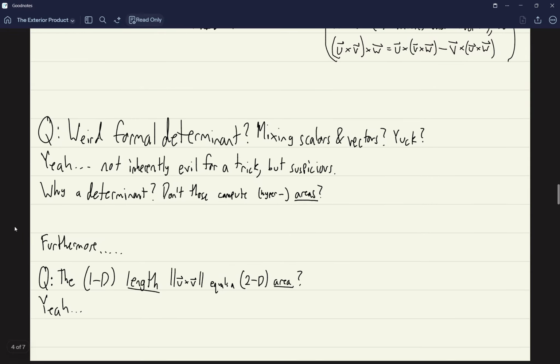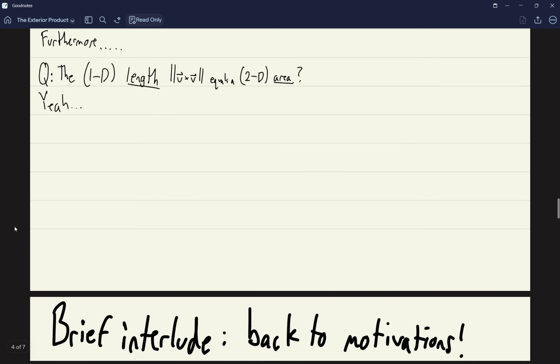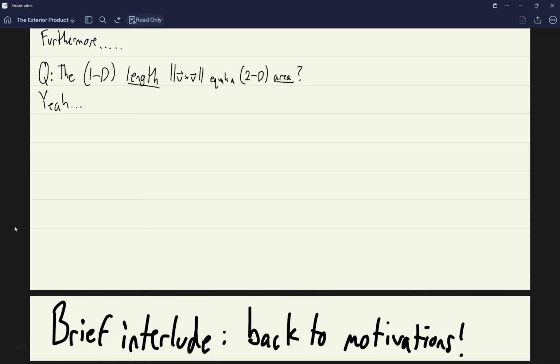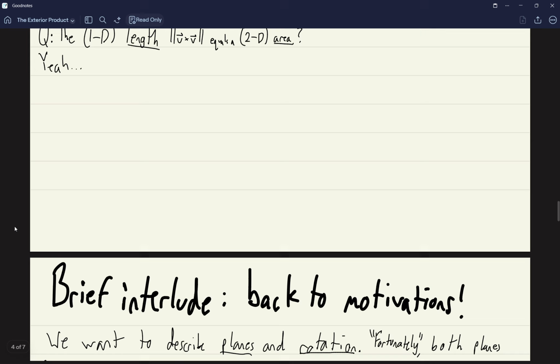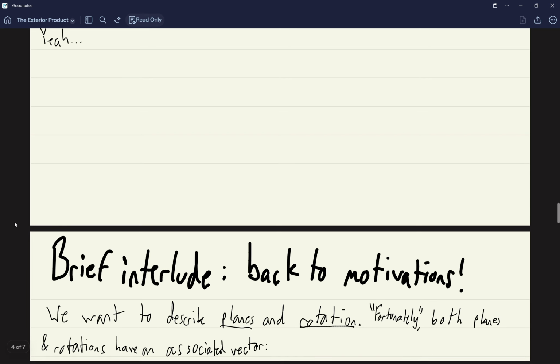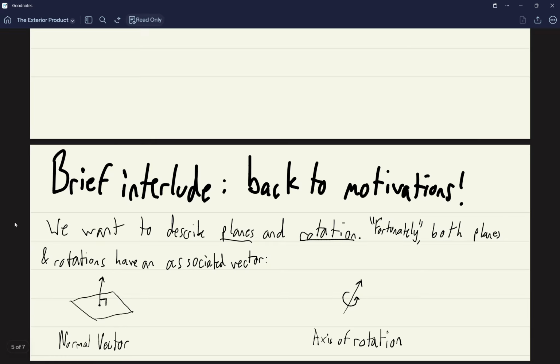So anyways, in general we already know we're trying to talk about planes, but let's do a quick interlude and see if, given all of these ideas, we can come up with some other way to do what we're trying to do here. So we're trying to describe planes in rotation. And the cross product takes advantage of this notion that if you have a plane, or a rotating system, in both cases you have an associated vector. You have the normal vector to your plane, and you have the axis of your rotation.